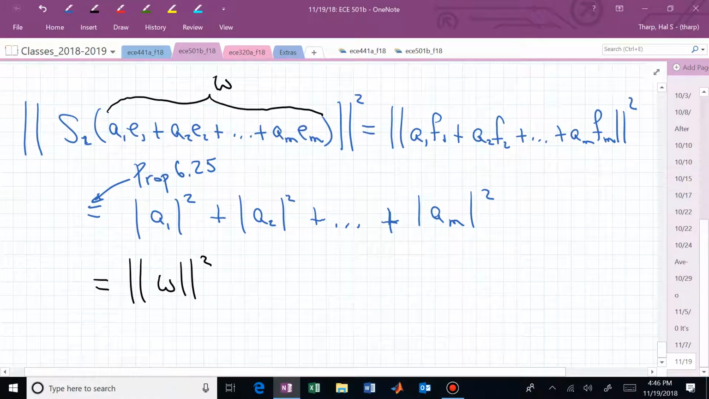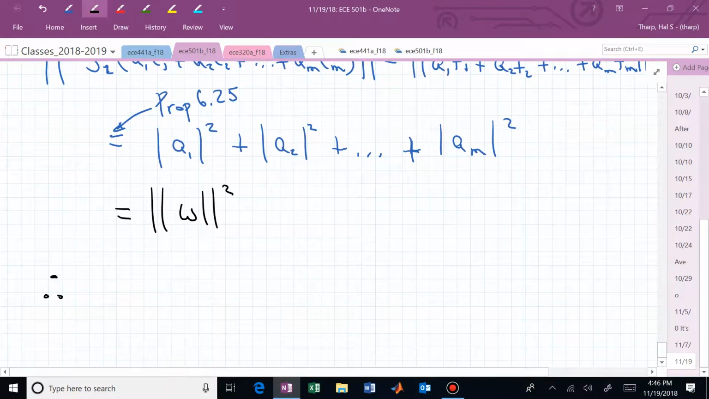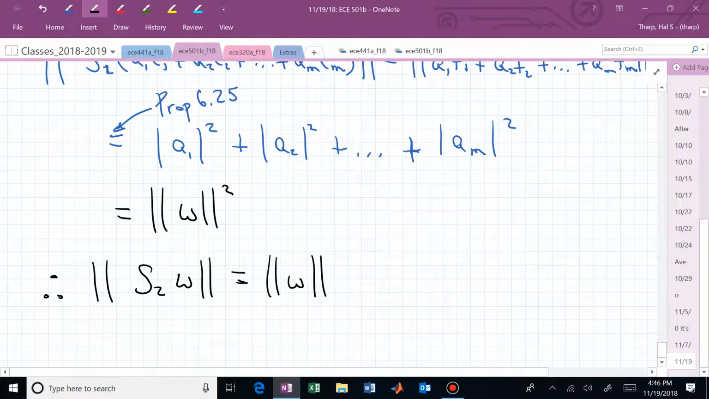What do we have? We now have the norm of S2 applied to W equaling the norm of W squared. That's going back to the isometry definition, isn't it? This is now saying, therefore, that the norm of S sub 2 applied to W is the same as the norm of W. And where does W come from, or where does it live? Where's that vector?